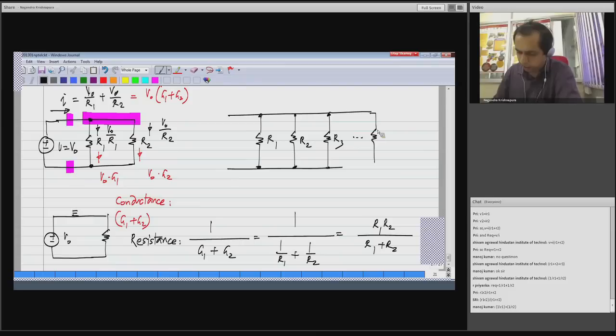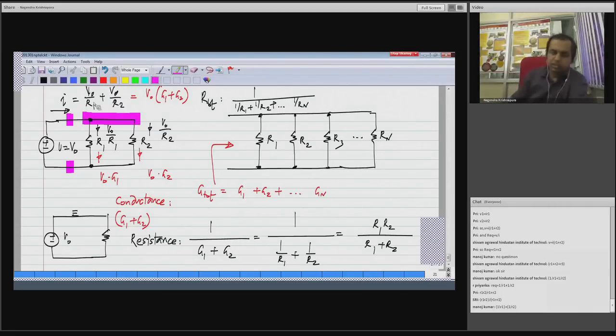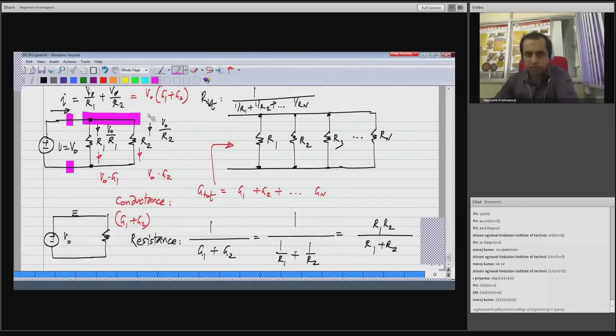So let's say we had n resistances in parallel. The total conductance would be the sum of conductances, where G1 is 1 by R1 and so on, and the total resistance would be the reciprocal of that. So this again is obtained by the simple experiment of connecting a voltage source and finding the total current.